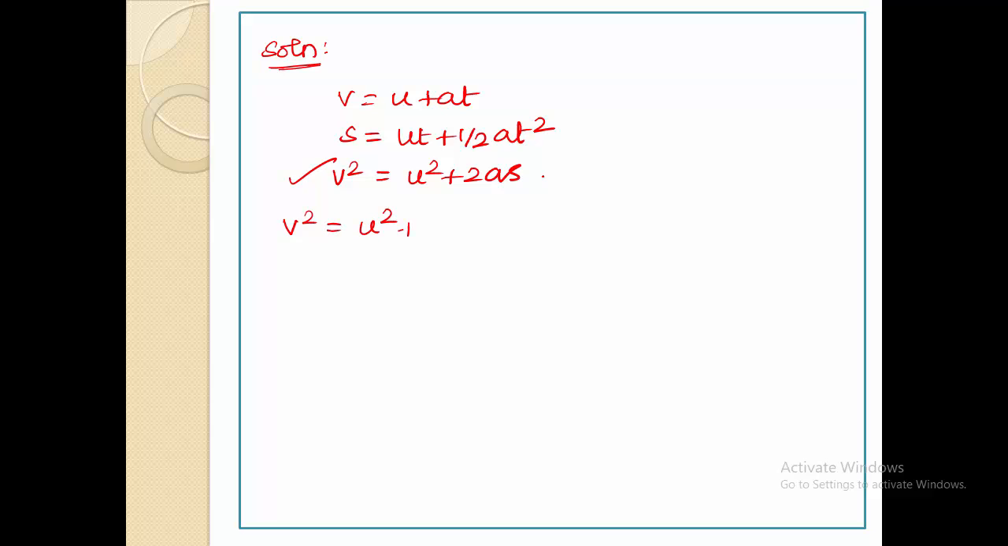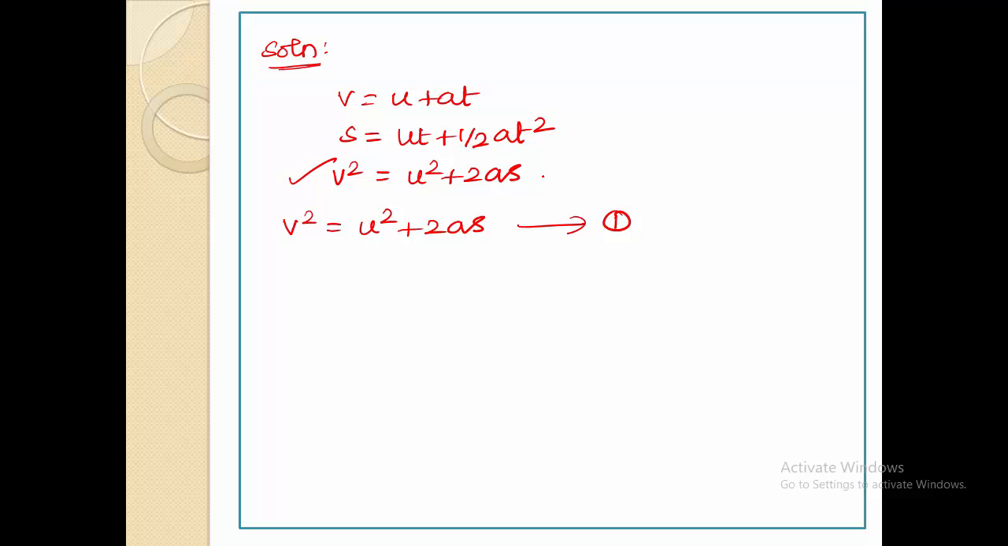There are three relationship equations we know for solving problems on kinematics of particles: v equals u plus at, s equals ut plus half at square, and v square equals u square plus 2as. To find the acceleration value, we can go with the third formula, v square equals u square plus 2as. We can substitute all the known values in this equation. Let us take this as equation 1.